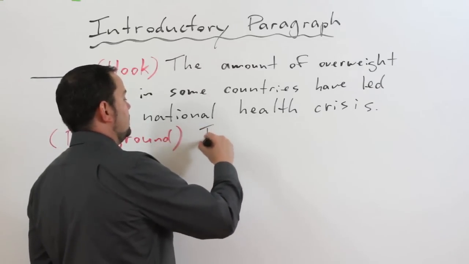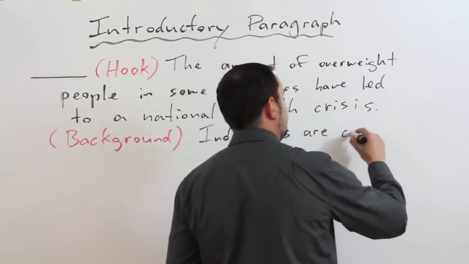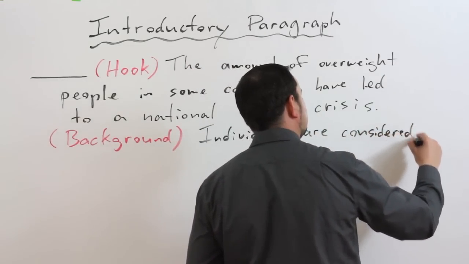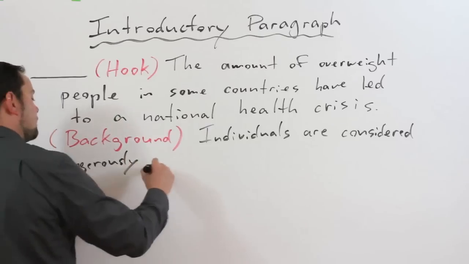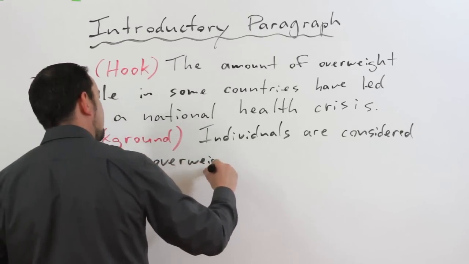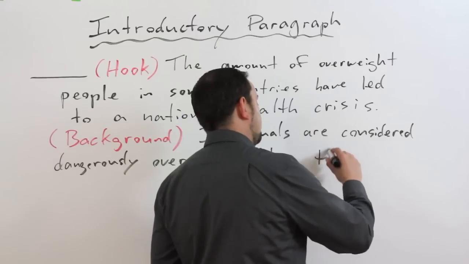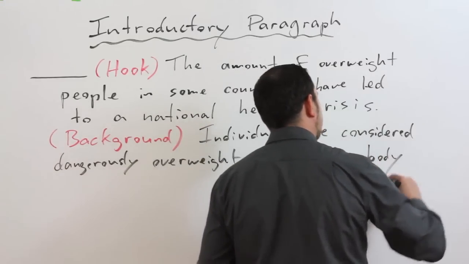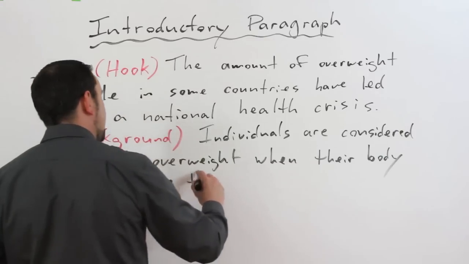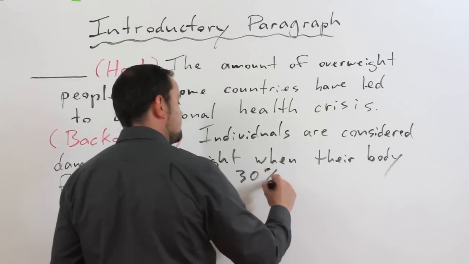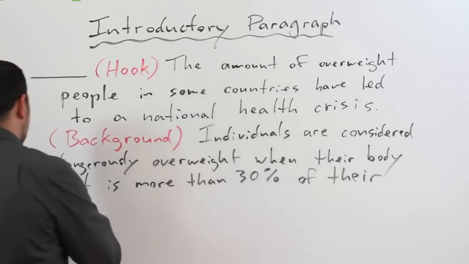So let's say individuals are considered dangerously overweight when their body fat is more than 30% of their weight.